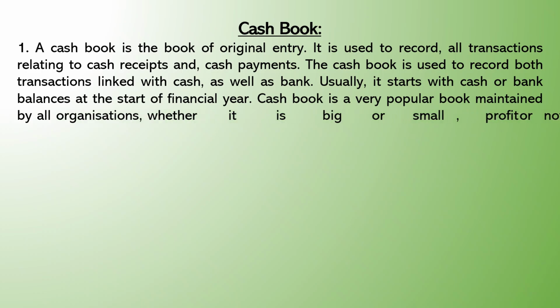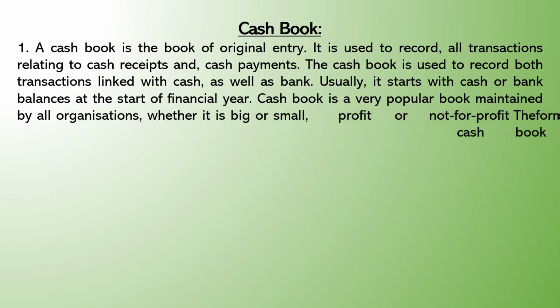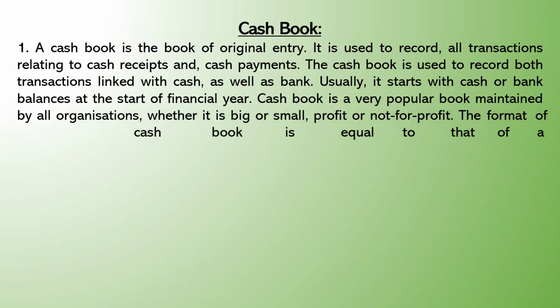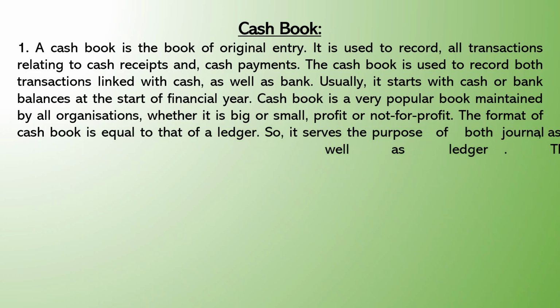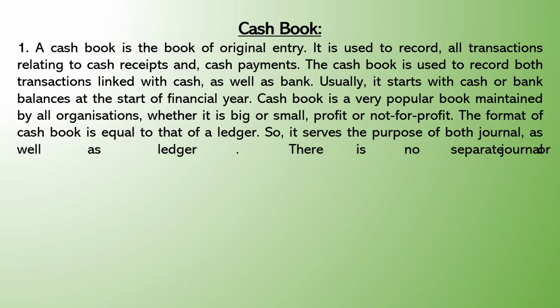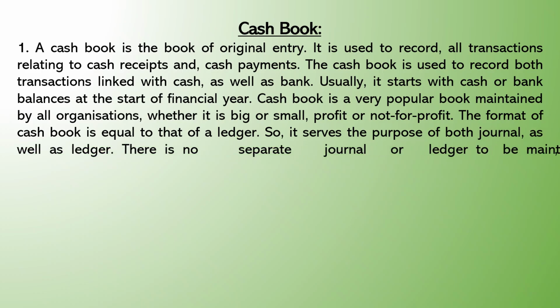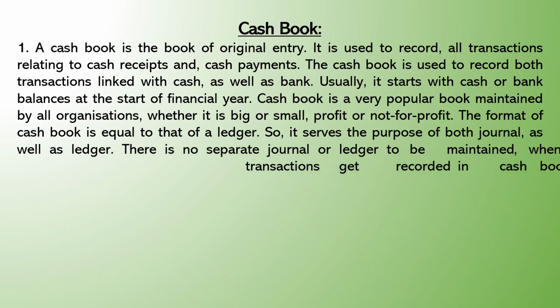Cash book is a very popular book maintained by all organizations, whether it is big or small, profit or not for profit. The format of cash book is equal to that of a ledger. So, it serves the purpose of both journal as well as ledger. There is no separate journal or ledger to be maintained when transactions get recorded in cash book. 2. Single column cash book.